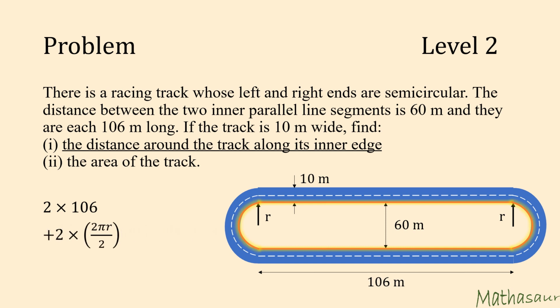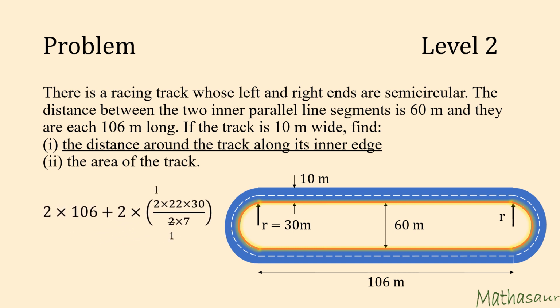Now each of the arcs is semicircular. So the length of the arc would be half the perimeter of a circle, or 2 pi r by 2. Now we know that the distance between the two inner parallel line segments is 60 meters. So the radius of the semicircular arc would be half of that, which is 30 meters. Let us substitute the values for pi and r. Let us simplify. And we see the distance around the track along its inner edge is 400.57 meters.